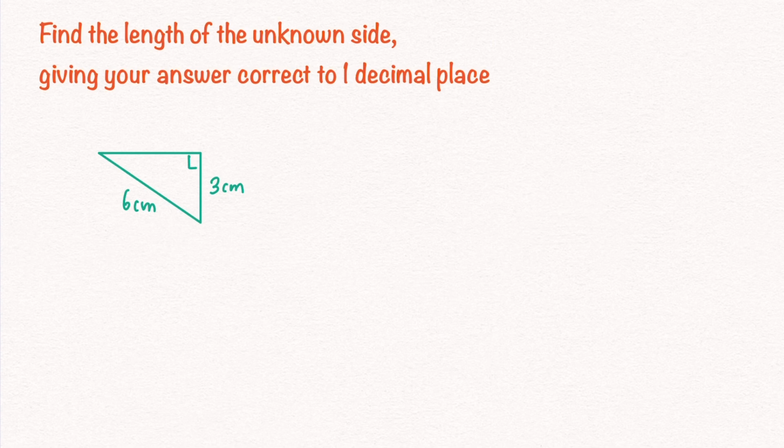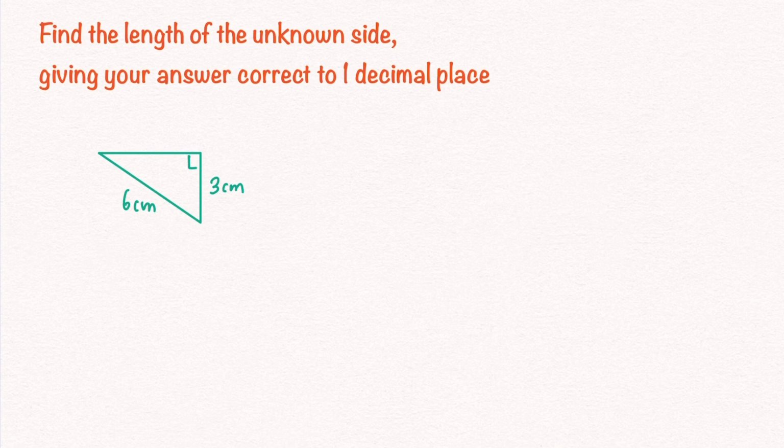Find the length of the unknown side, giving your answer correct to one decimal place. So let's take a look at this triangle right here. We have a right angle. One of the sides is 3 centimeters long and the other one is 6 centimeters long, and the top bit over here is missing a value. So that tells us that this is the unknown side and this length is what we're looking for.